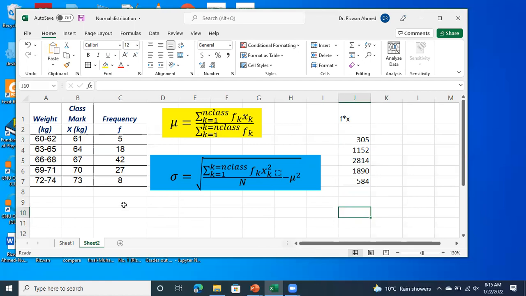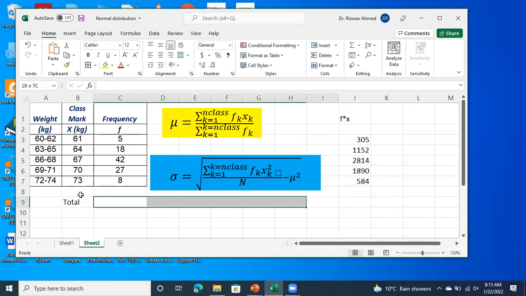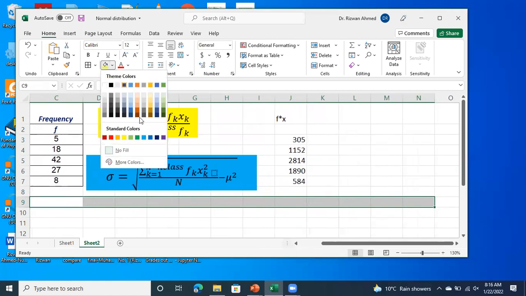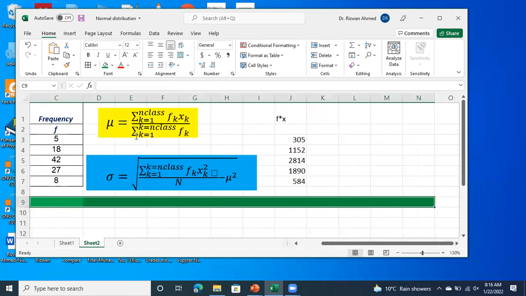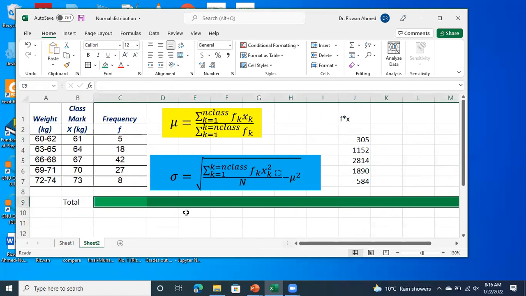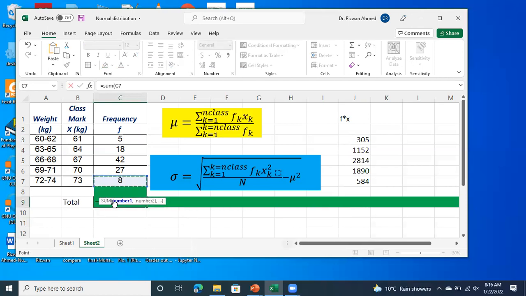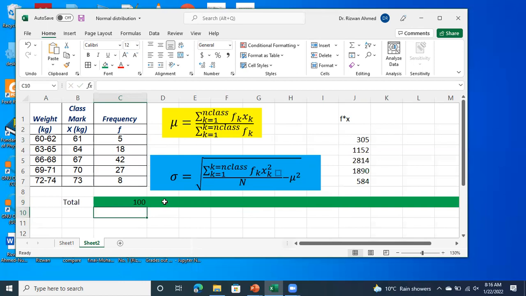And here I define a total value. The sum of frequencies can be defined with the summation function in Excel. So it is applied to all the cells. So 100 is equal to the 100 students.